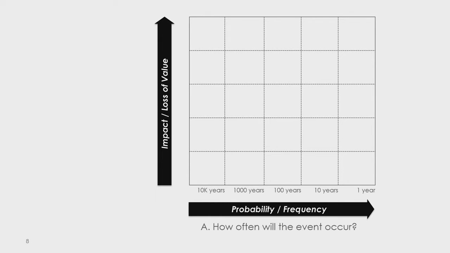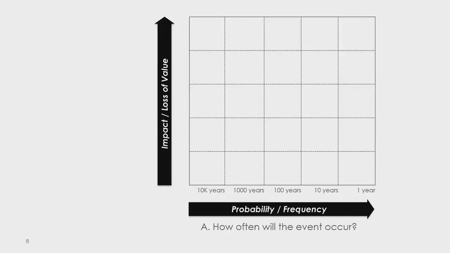At the Canadian Conservation Institute, CCI, we use the ABC method to analyze risk to collections. The probability is estimated by answering the question A, how often will the event occur? And the answers fall on a logarithmic scale, from every year to every 10,000 years or more.